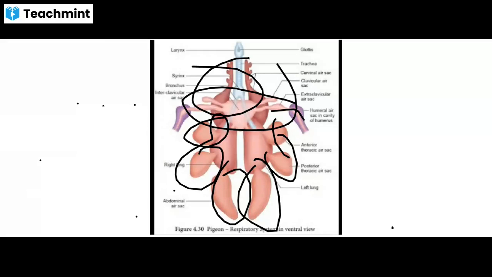Okay, when the bird is resting, its sternum rises and falls alternately by the activity of abdominal and intercostal muscles.